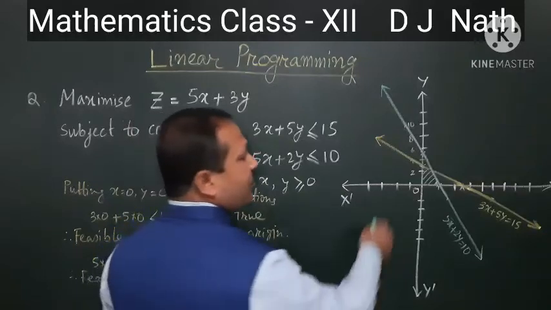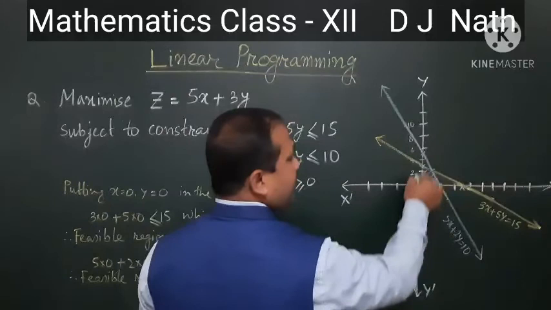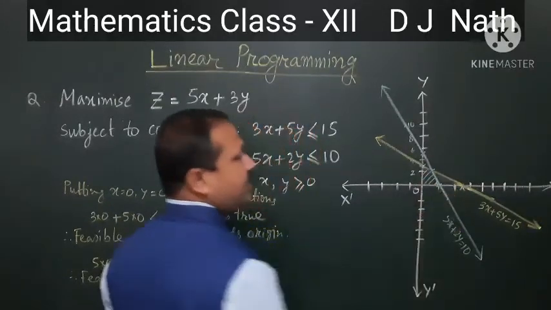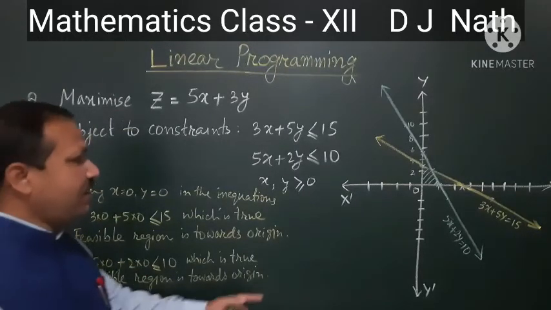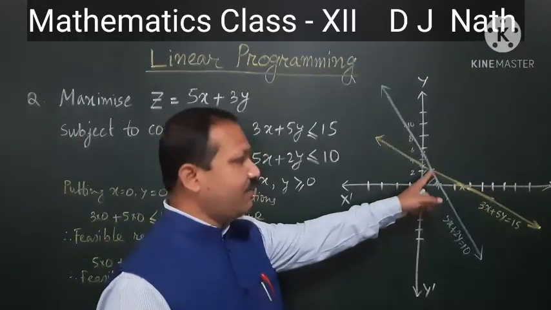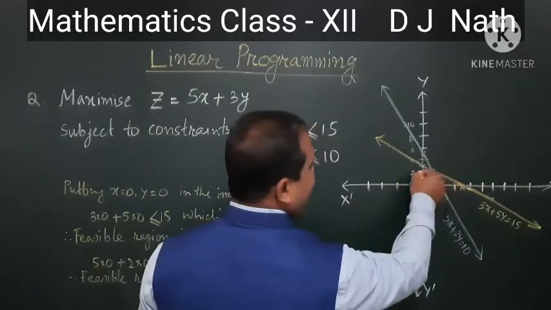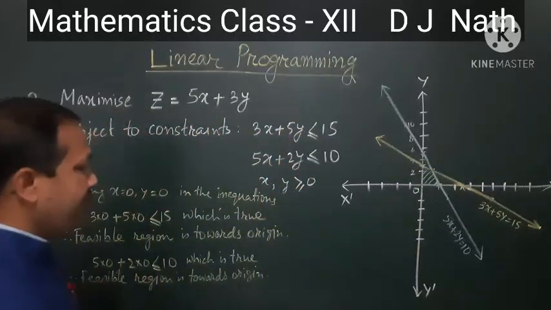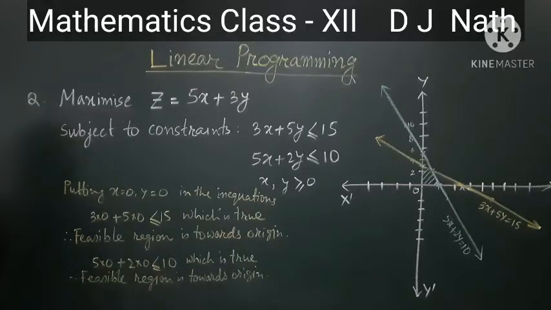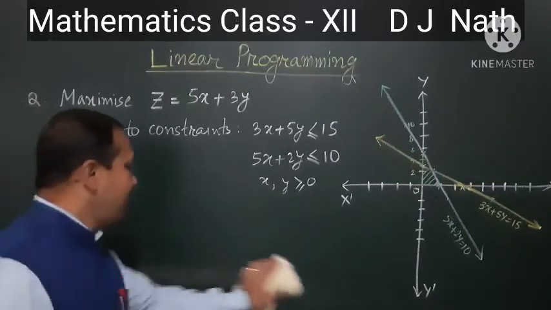Okay. Now, what are the corner points? So this is one point, this is one point, and this one is another point. If we are not getting it from the graph, we can get it very easily. From the graph we can get it directly. This will be 2, this will be 1, like that. So now, we will find the corner points from the graph.